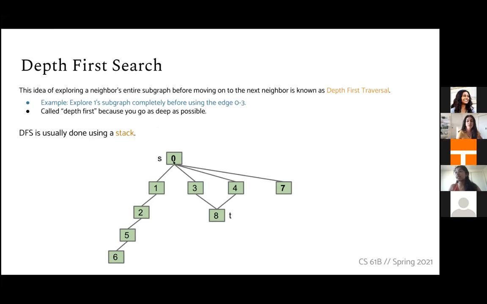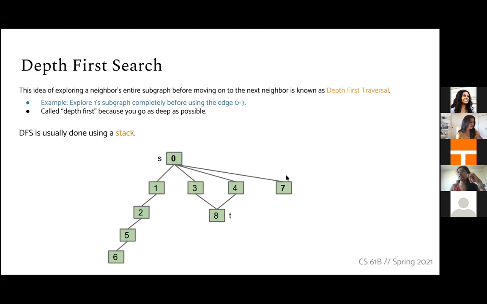I can go immediately from 0 to 1 to 2 to 5 to 6, and then I would traverse to 3, and then I would go down from there, because in general, instead of going as wide as possible, you want to travel along an edge as deep as possible. So instead of going 0, 1 and then 0, 3, I'd go all the way down.